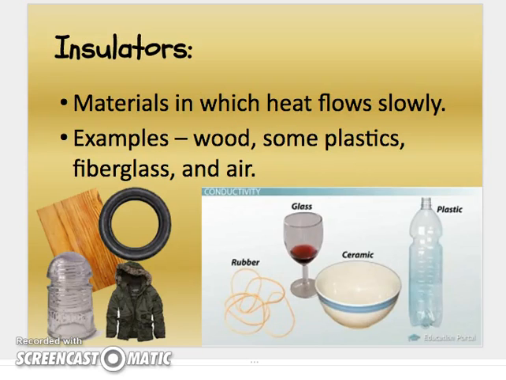Okay, our last slide for today, we have some insulators. Well, what are they? They are materials in which heat flows slowly. So they're not conductors. Conductors are where heat flows fast. It goes through really easily. So with these materials, heat will go through them, but it doesn't go through them very fast. Some examples of insulators are wood, plastics, fiberglass, and air. And here are some pictures of those things.